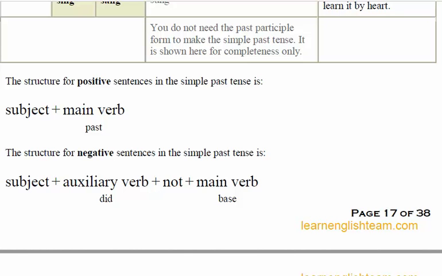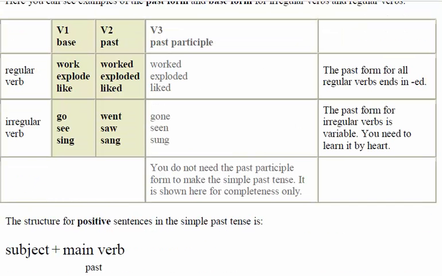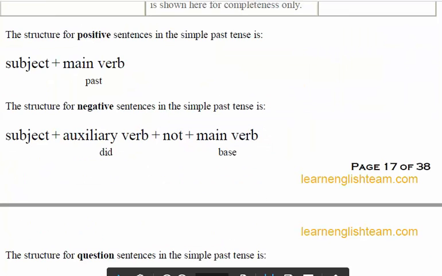I have discussed the past participle along with this, but there is no function of the past participle in the simple past. Only the second form of the verb is used in the simple past tense. Okay. Now next, the structure of the positive sentence.